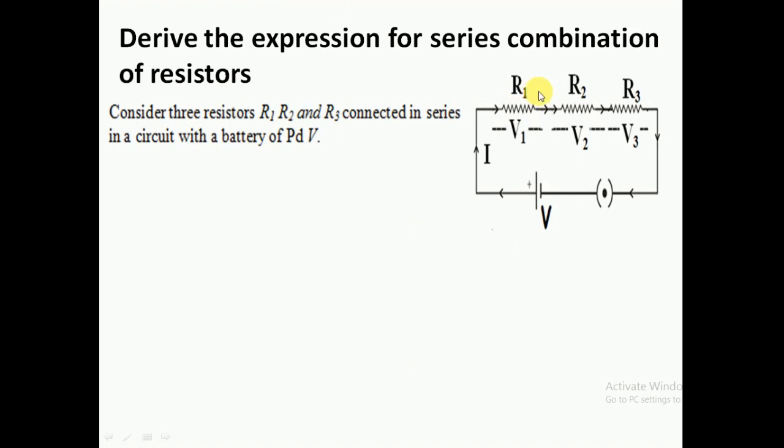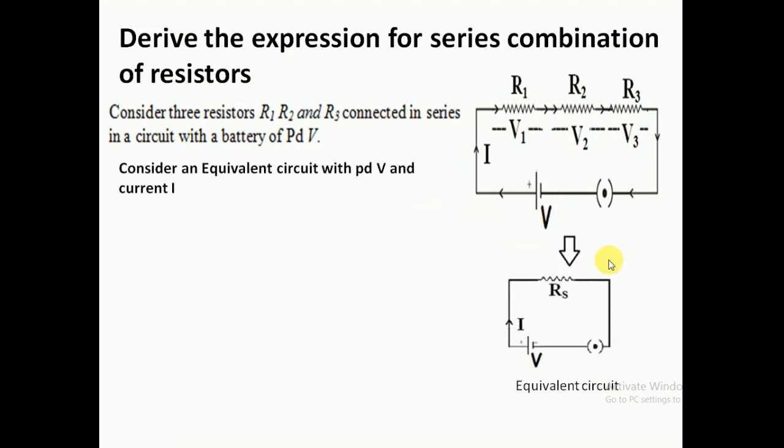I'm considering a circuit with 3 resistors with resistance R1, R2 and R3 connected across the potential difference V, and I is the current flowing through the circuit. V1 is the potential drop across R1, V2 is the potential drop across R2, and V3 is the potential drop across R3. Because we already know the potential across all the components will be different, V1, V2, V3 are different potential differences across R1, R2 and R3, and V is the total potential difference applied across the circuit.